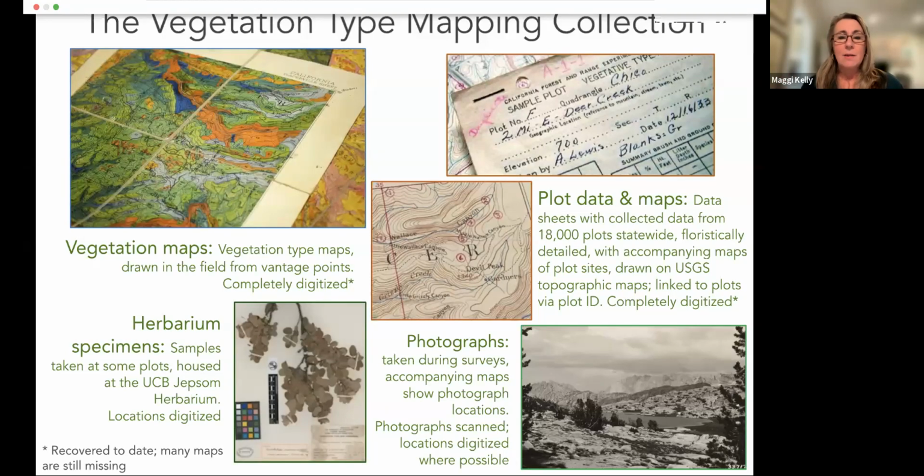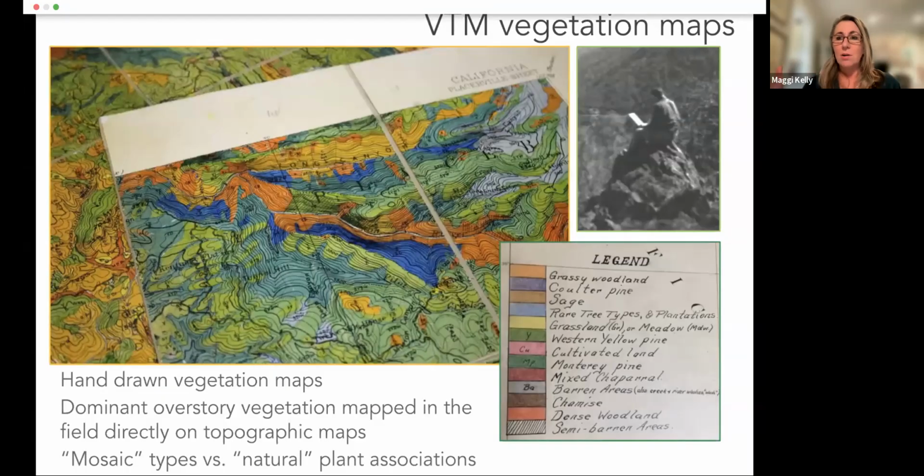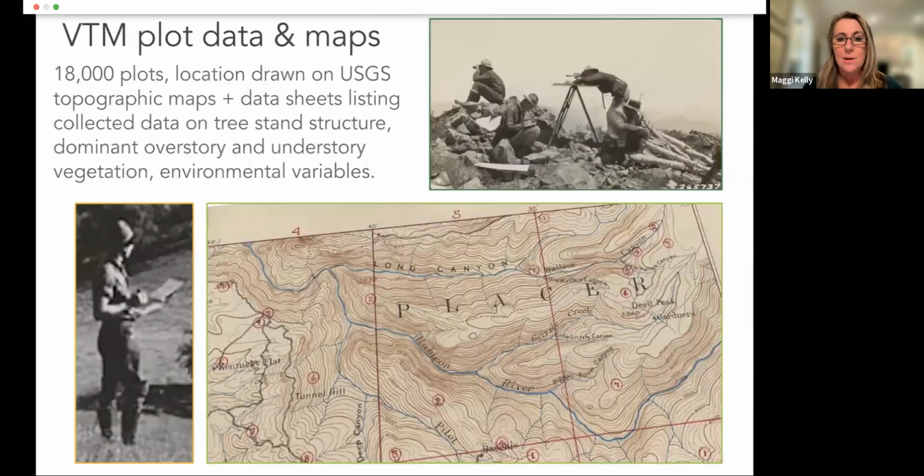And I've been involved with several others in this long-term, multi-decade process to bring these back together and digitize them. But I'll just show you quickly a few of the examples. So these were, again, done in the 1920s and 30s. These are hand-drawn vegetation type maps. Lots of detail went into these, really quite beautiful, as you can see here.